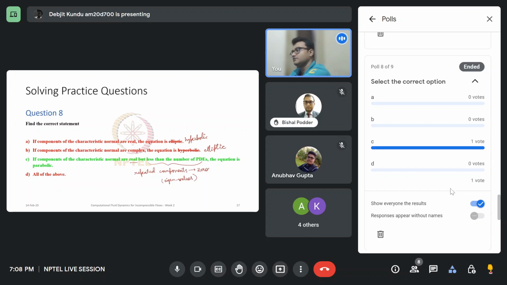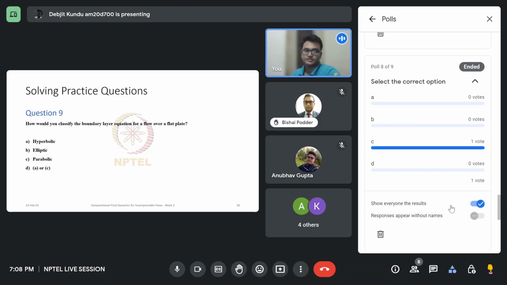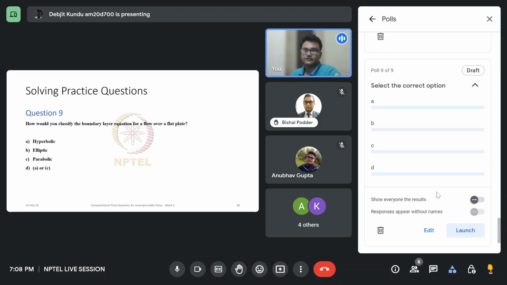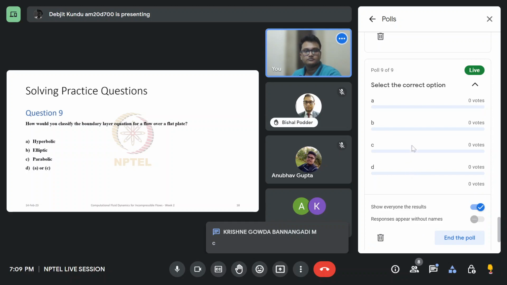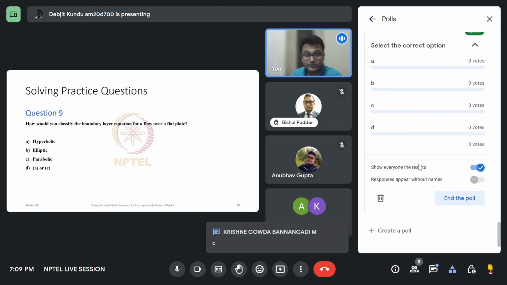So we will move on to question number 9 of today's session. How would you classify the boundary layer equation for flow over a flat plate? Would you classify it as hyperbolic, elliptic, or parabolic? Or option D, either A or C? There is one quick response in the chat box saying C, parabolic. Let's see what others say. So how do you write the boundary layer equation for flow over a flat plate? Can anyone help me with it?